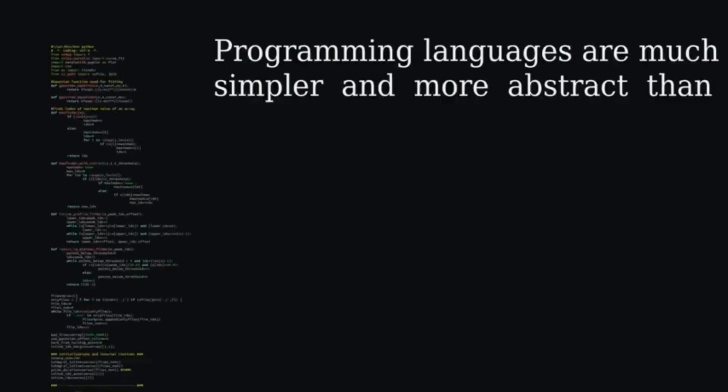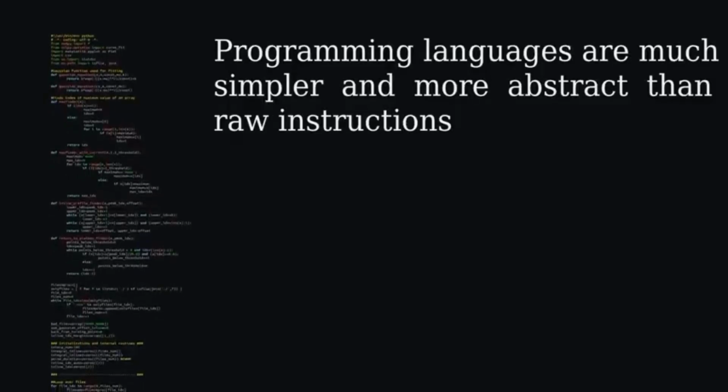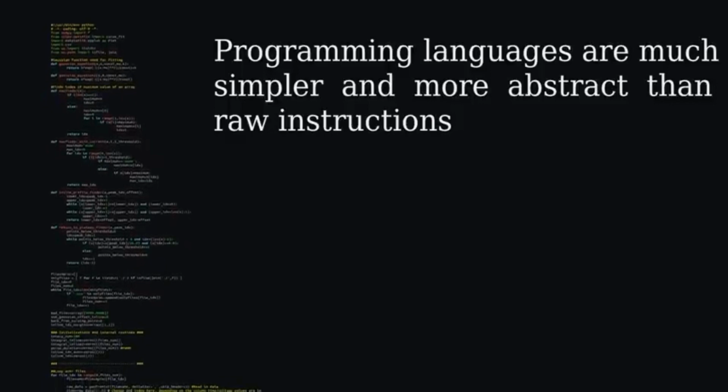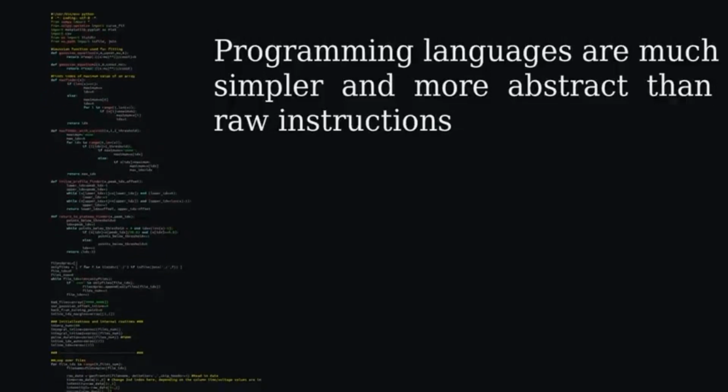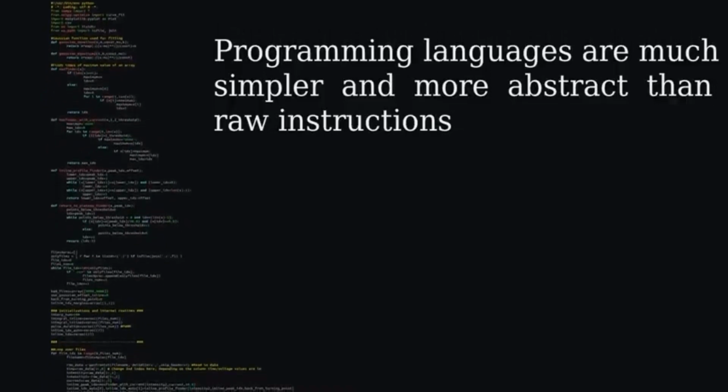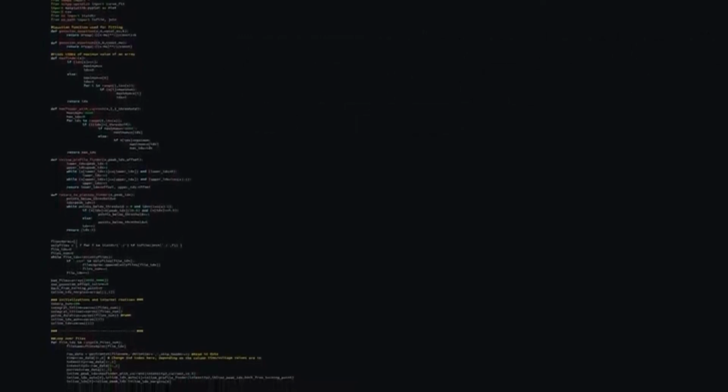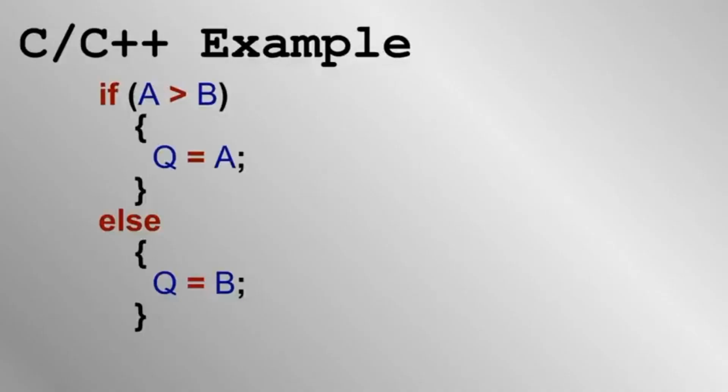Programmers typically work with what are referred to as high-level programming languages. This means that all the nuts and bolts of instructions and memory addresses are hidden away, and instead life is made easier for the programmer. For example, this is a bit of code in the C or C++ language. This code is readable by humans.